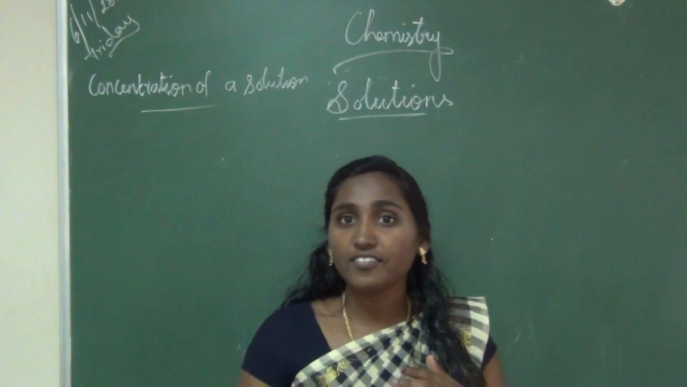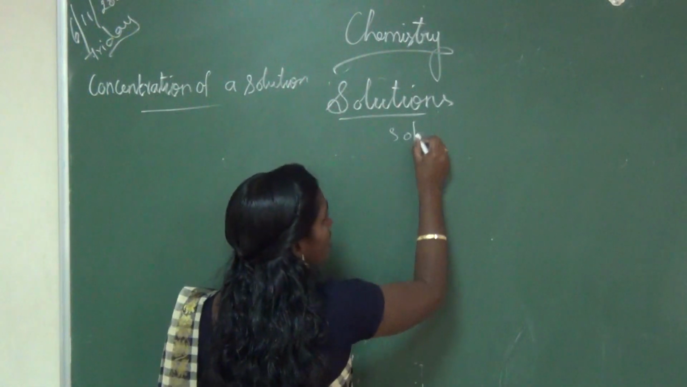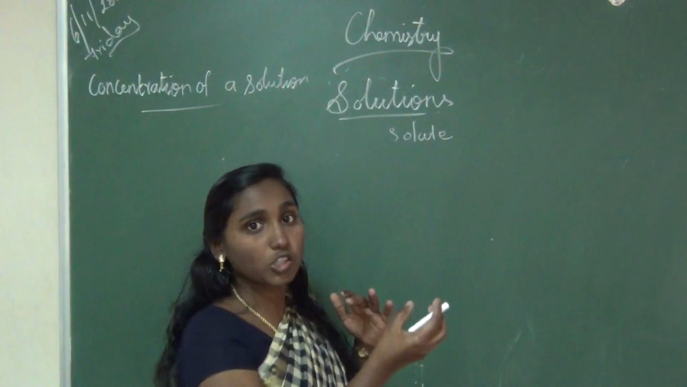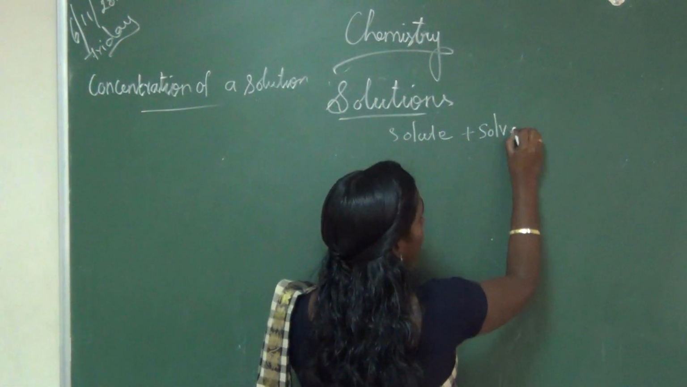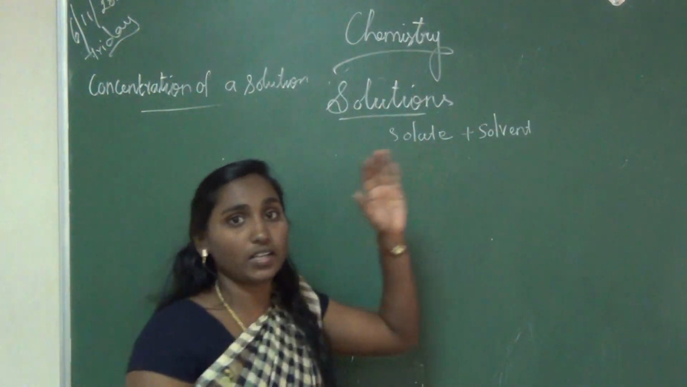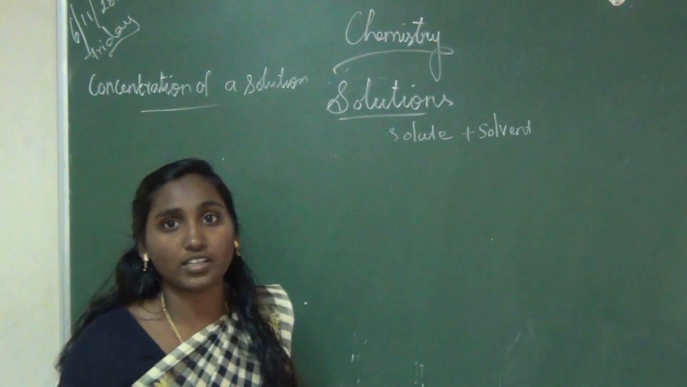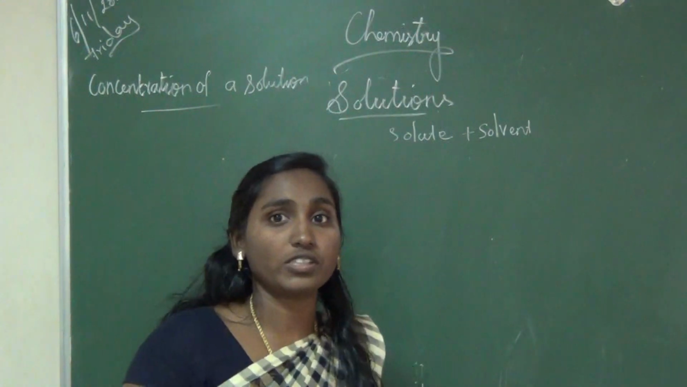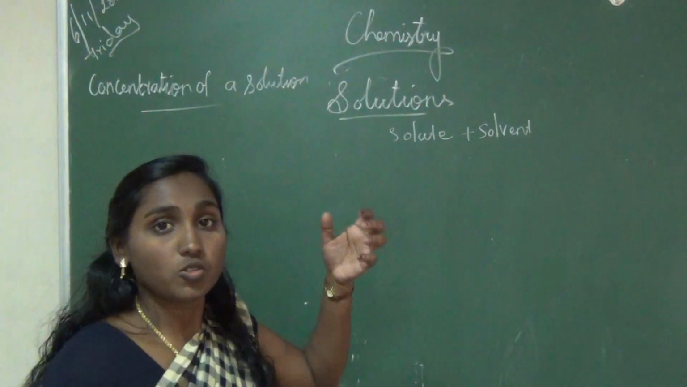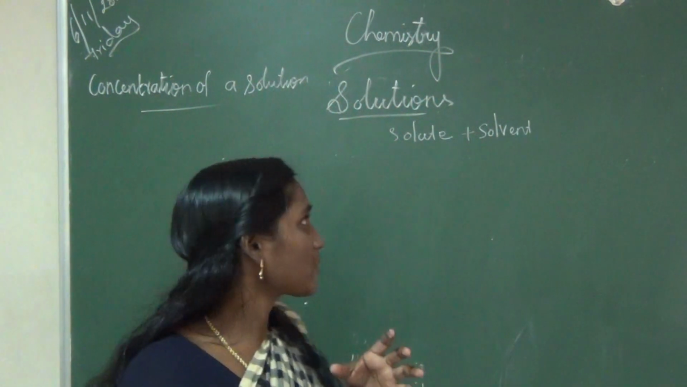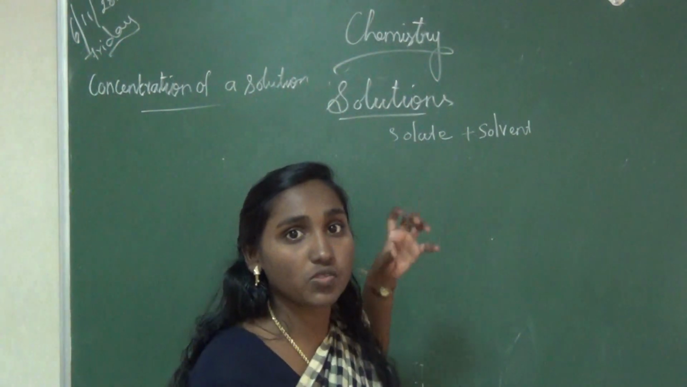So solution, we all know, right? Solution contains what? Solute plus solvent. Solute means maybe salt or sugar or any other substance, okay? Solvent means liquid items, mostly water we are using. So when solute is combined with solvent, it forms a solution. So far we discussed solutions. Most of the chemical reactions will take place in solution form only.